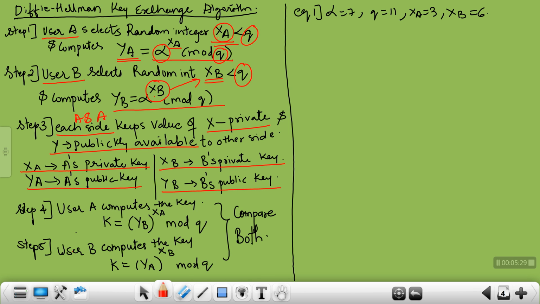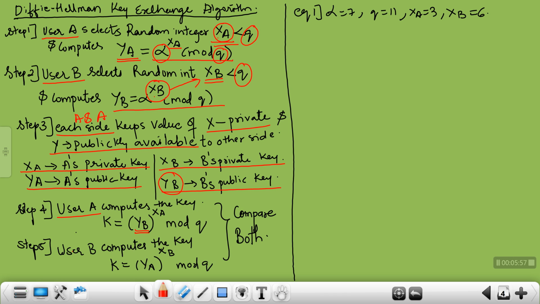So now how do I compute the key? Now user A will compute the key. Very simple formula. As I have shown you in the diagram, to compute the key user A will use his own private key and the public key of B, that is YB, as I have written over here. He does not use his own public key. He will use the public key of user B. So don't get confused over here.